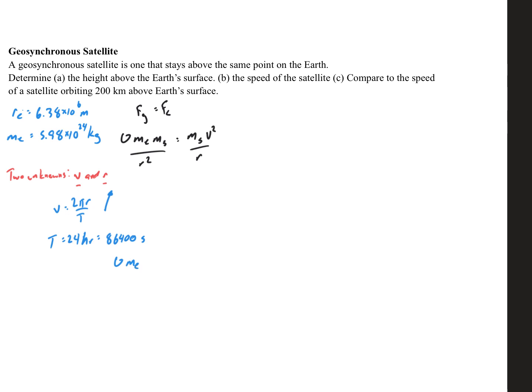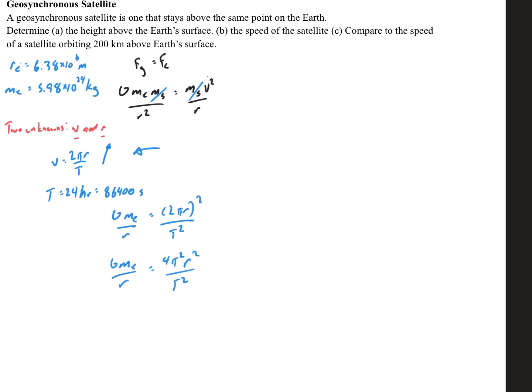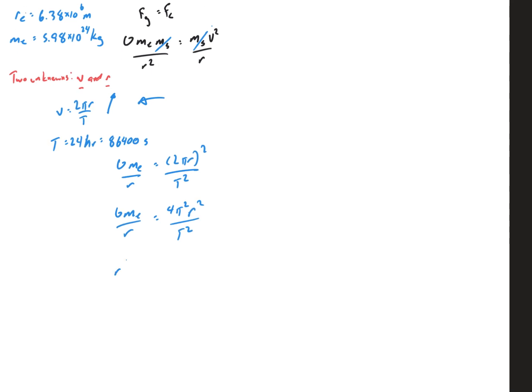So we can substitute those values into this equation up above to make it look something like this. Big G, mass of the Earth, over r equals the velocity squared. Notice the mass of the satellite ends up canceling. So v squared is 2 pi r squared over T squared. Make this look a little more manageable: big G, mass of the Earth, over r equals 4 pi squared r squared over T squared. Then some algebra happens here, and we get r cubed is equal to big G, gravitational constant, mass of the Earth, T squared over 4 pi squared.